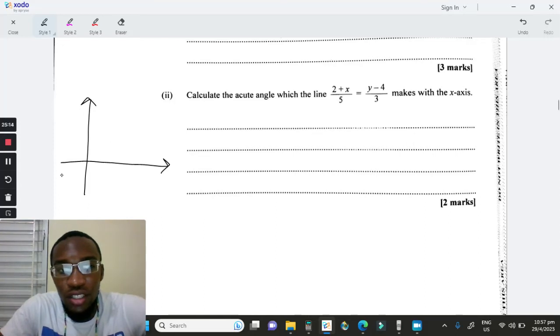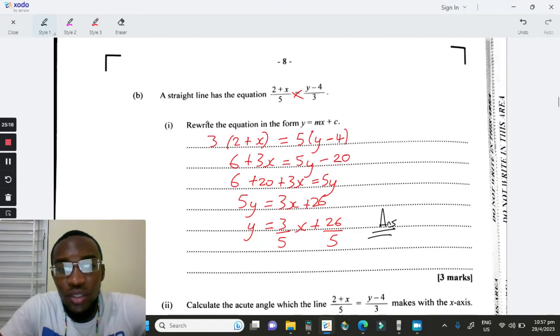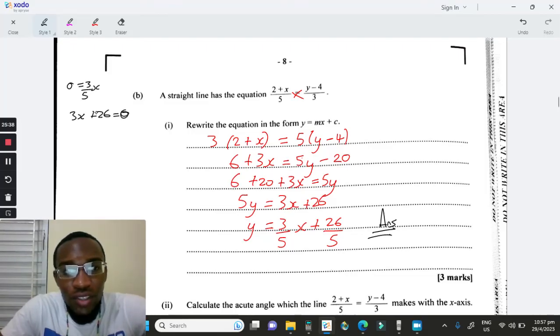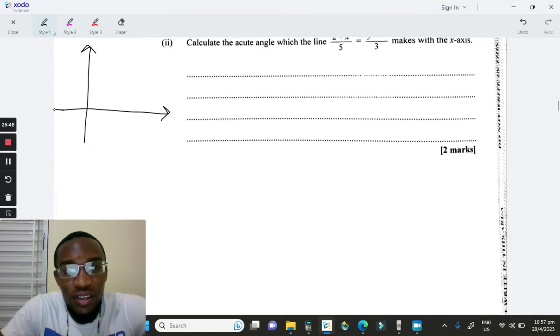Drawing a sketch, first thing is that you need two things. You need the x-intercept and the y-intercept. It's always easier with those two. So the x-intercept would be if you put y as 0. If you put y as 0, you'd be getting 3 over 5x. Then put y as 0 from here. So 3x plus 26 equals 0, because the y is 0 for the x-intercept. So x would be equal to negative 26 over 3.